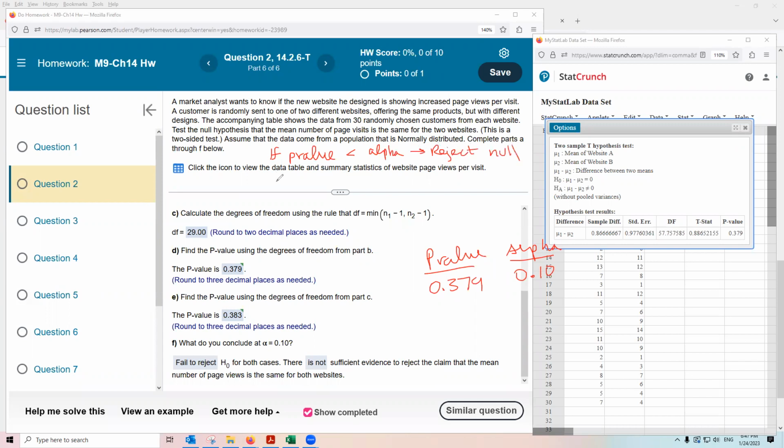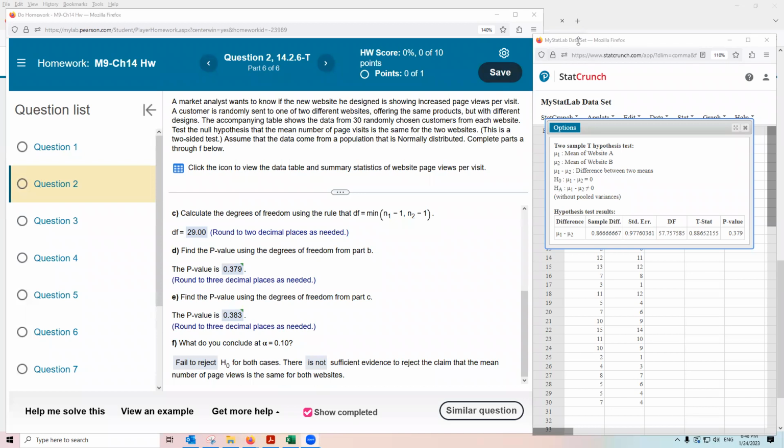But in our case, the p-value is greater than alpha. When the p-value is greater than alpha, that's when you fail to reject the null hypothesis. So we're going to fail to reject the null hypothesis. Well, that means there's not enough evidence to reject the claim, right? If we were going to reject the null, we'd be rejecting the claim, but we're not. We're failing to reject the null. That must mean there's not enough evidence to reject the claim that the mean number of page views is the same for both websites.